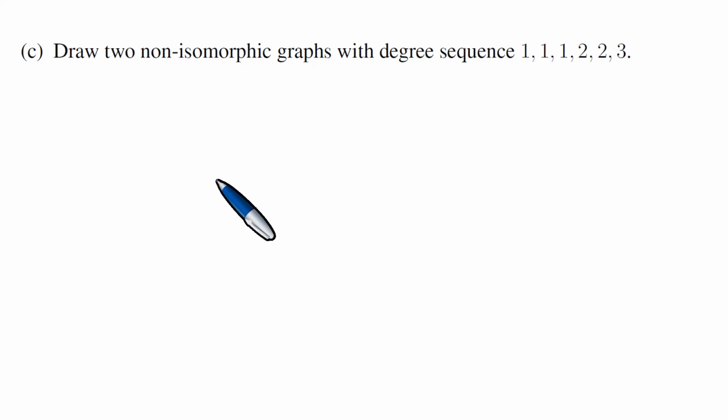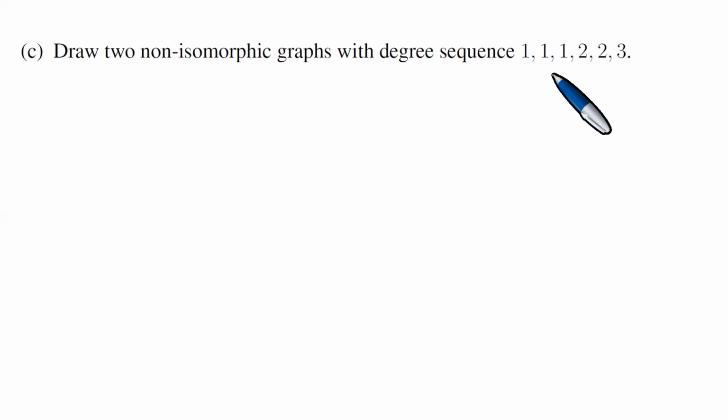Here we need to draw two non-isomorphic graphs with that degree sequence. Is it possible? Well, the first test is that if you add all these up, it must be an even number for us to be in a position to construct the graph. So for instance, if you add, this is 3, 6, 10. So yes, it might be possible. Now let's draw two non-isomorphic graphs with this degree sequence. You try anything here, literally anything.